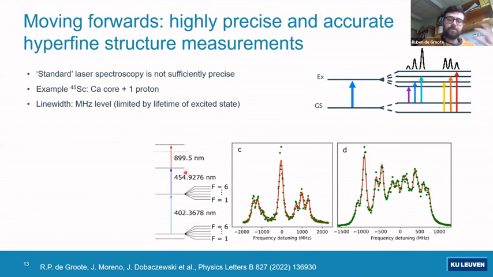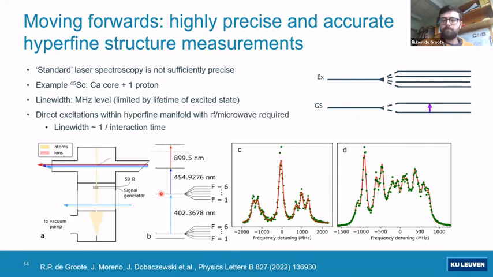Now, if you measure the hyperfine structure of scandium-45 with the conventional laser spectroscopy method, like what we've heard about in this session and also last sessions, you will get spectra like what's shown here in C and D, and you will find you are nowhere near precise or accurate enough to extract a meaningful magnetic octupole moment. The width of the peaks is at the tens of megahertz level, which is limited by the lifetime of this excited state. So conventional laser spectroscopy is definitely not the way to do it.